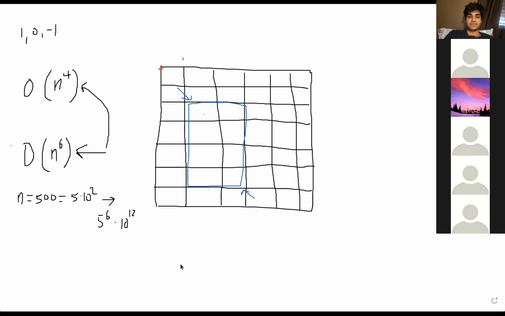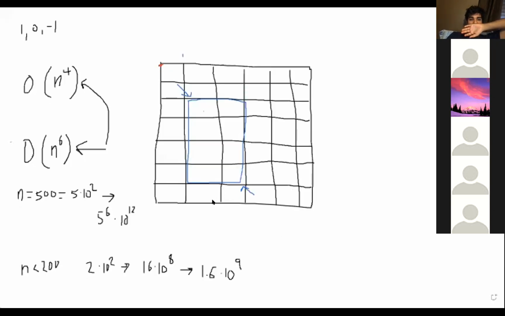Oh, okay, so they give you a subtask with n less than 200. So if n is less than or equal to 200, maybe this solution gives us something. If you do n to the 4 with 2 times 10 squared, it's 16 times 10 to the 8. Okay, so we can actually get the first subtask if we come up with the n to the 4 solution, right? 1.6 times 10 to the 9 will probably pass.